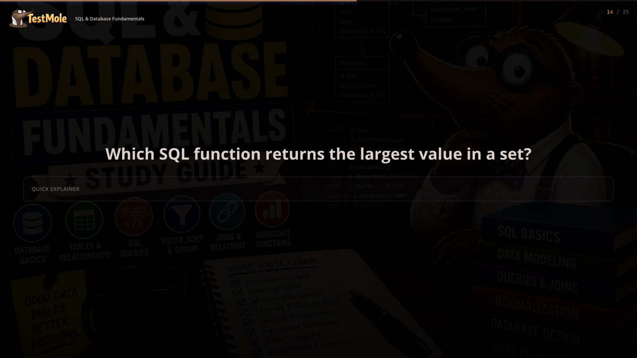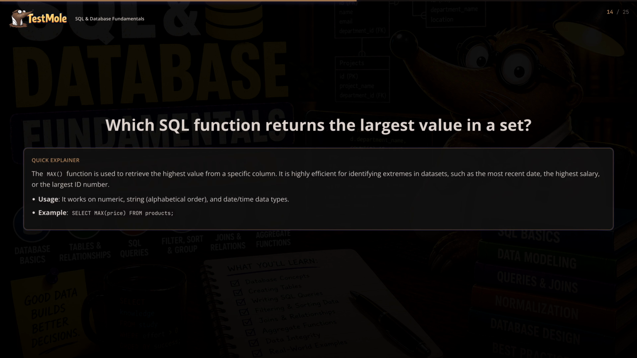Which SQL function returns the largest value in a set? The max function is used to retrieve the highest value from a specific column. It is highly efficient for identifying extremes in datasets, such as the most recent date, the highest salary, or the largest ID number. Usage: it works on numeric, string (alphabetical order), and date/time data types.